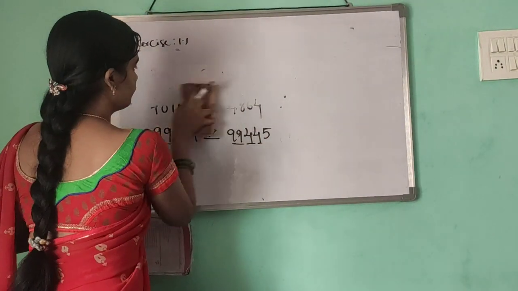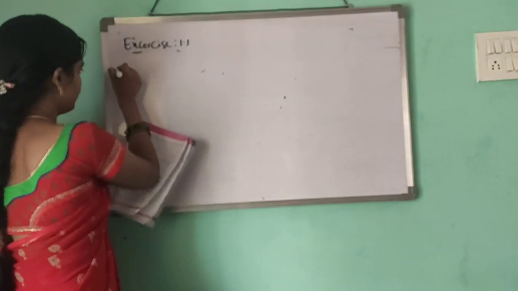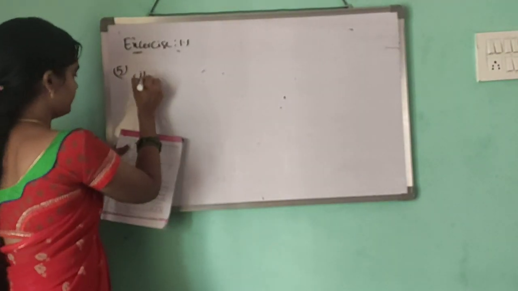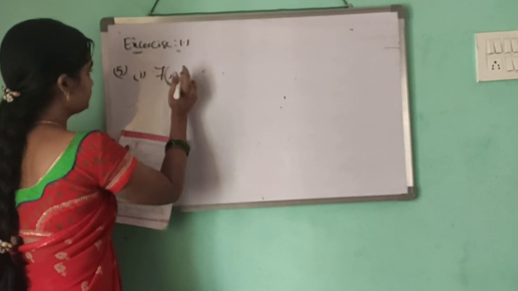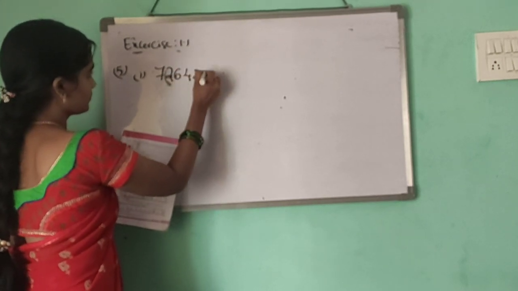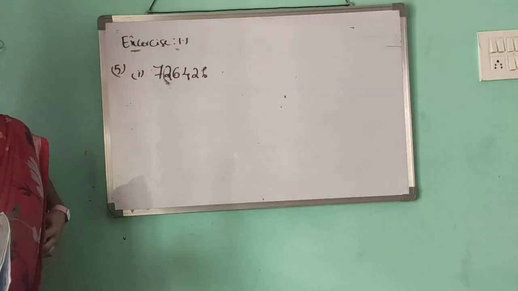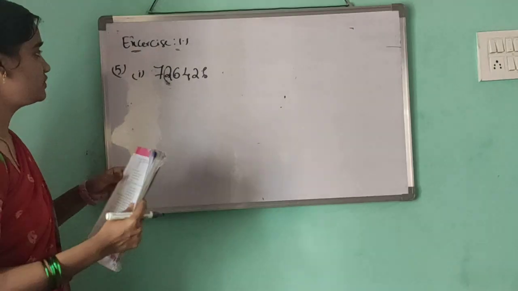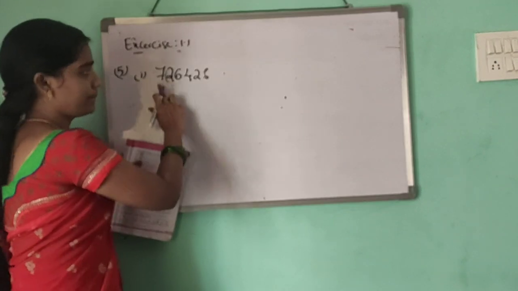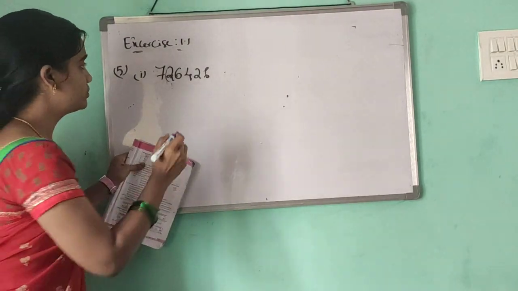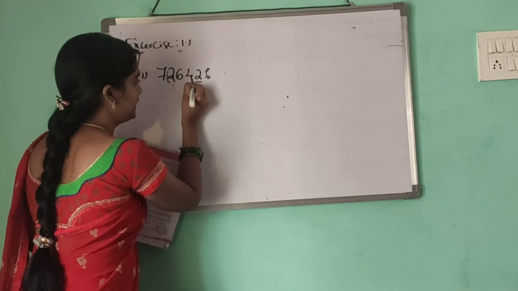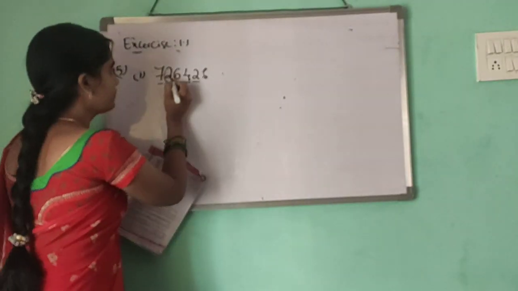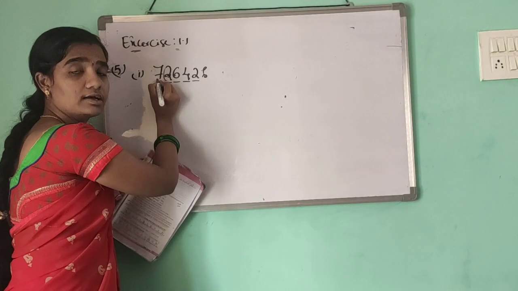Going to the 5th one. Write the numbers in words. First one. Here, for example, for any given number, we have to write it in words. How can we write? First, we have to understand the given number. How many digits are given? So ones, tens, 100, 1,000, 10,000. Okay, here 10,000. So first 7 is there.